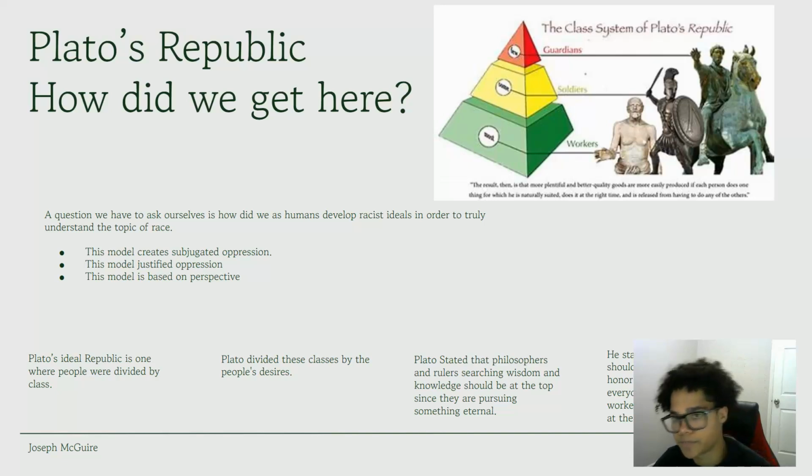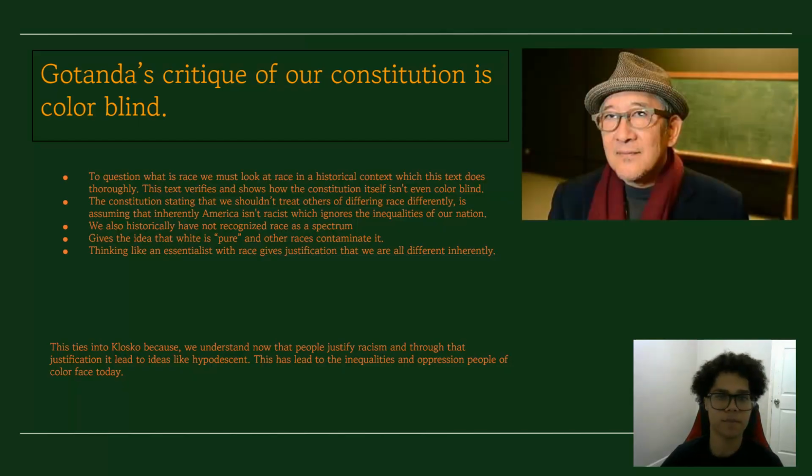It separated groups of people from each other and treated them accordingly, and it also justified this oppression based on what values these people expressed and what they wanted in life. So, really, this is just a groundwork. It shows that people can justify racism, and I think that's a lot of times why people are racist and have racist thoughts. So next, I'd like to get into Gotanda.